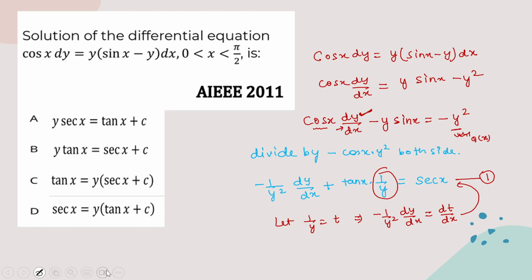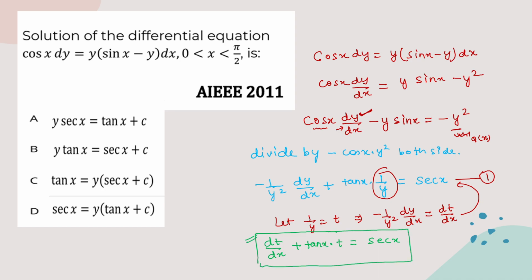Just replace this in equation 1, let's say. When you replace this in this equation, you will be getting dt by dx, and then 1 by y is taken as t, so plus tan x into t is equal to, it will remain as it is, sec x. This is our final equation, and now you very well know how to solve this. Find the integrating factor and get your answer.